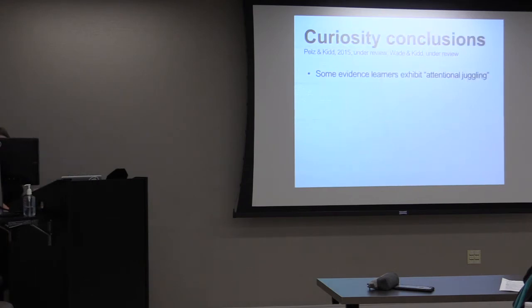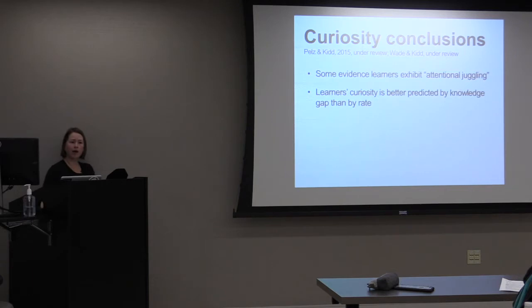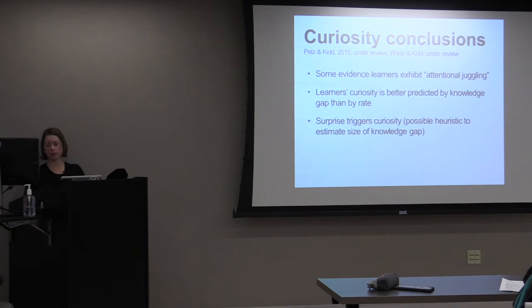I don't want to talk for too much longer. Let me wrap up this part. What I've told you in the second half, which hopefully you're convinced of, but if not, I look forward to your questions during the question section, is that we have some evidence that learners exhibit attentional juggling: initially they spend longer forming their initial representations, and then as those representations are formed, they spend more time switching back and forth to maintain them. We were very surprised to learn that learners' curiosity appears to be better predicted by knowledge gap than by rate, at least in the experiments that we've seen, and that's something else we can talk about in the question part.